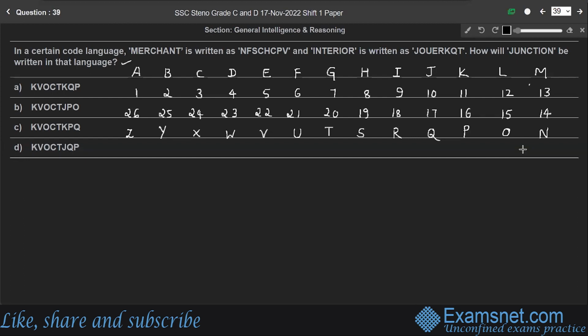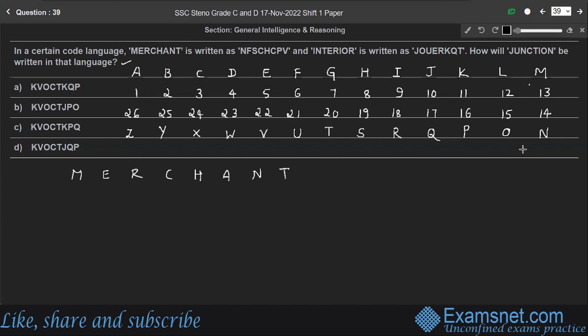In a certain code language, merchant is written as NFSCHCPV and interior is written as JOUERKQT. How will junction be written in that language? So we'll consider the given words merchant and interior. So MERCHANT. For our reference, I have written the positional value of each alphabet.